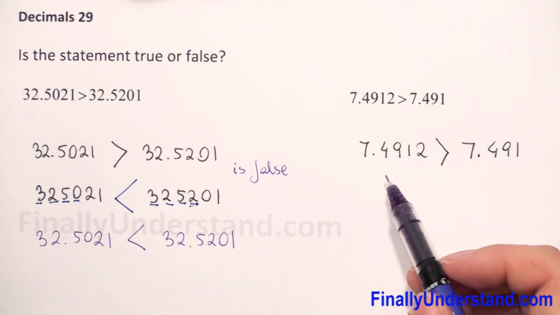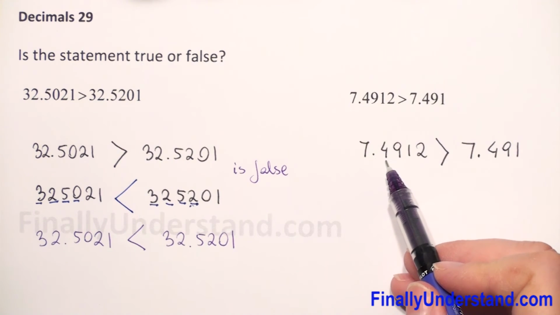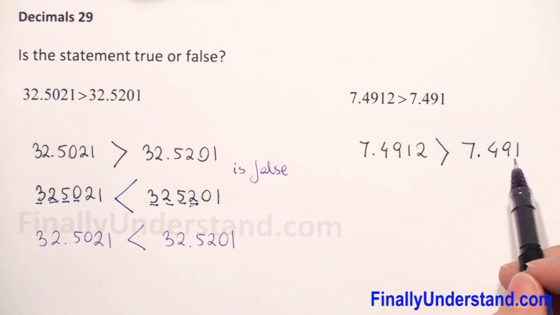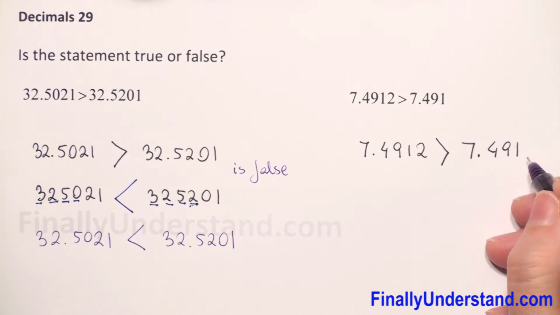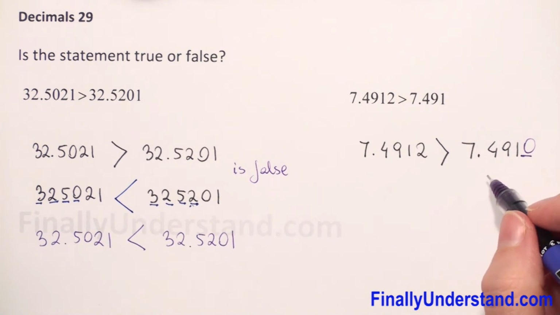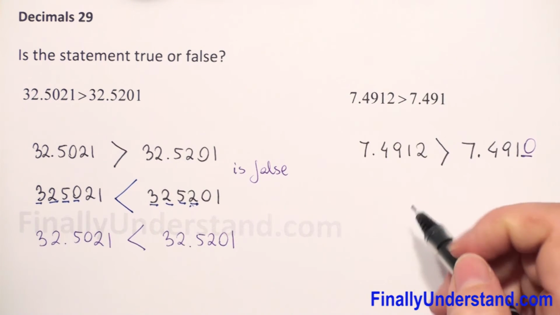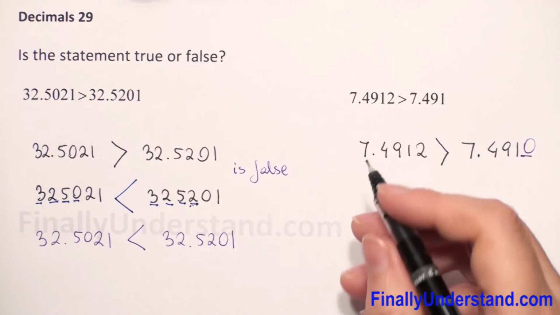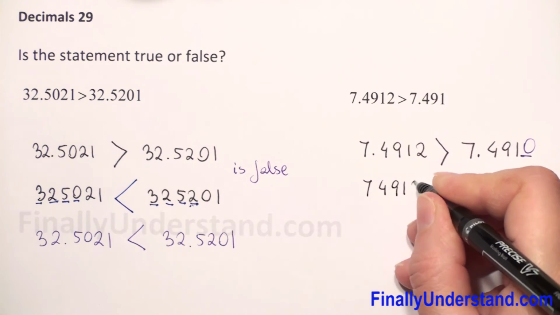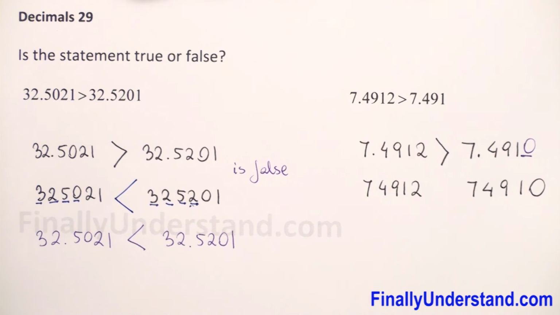They are the same. Next, we have to check how many digits we have after the decimal point. 1, 2, 3, 4 and 1, 2, 3. So we will add 1 digit to the second decimal number. We need to have the same number of digits after the decimal point on the left side and on the right side. Next step, we will rewrite our two numbers without decimal points. So we have 74912 and we have 74910. And now we will compare the digits.